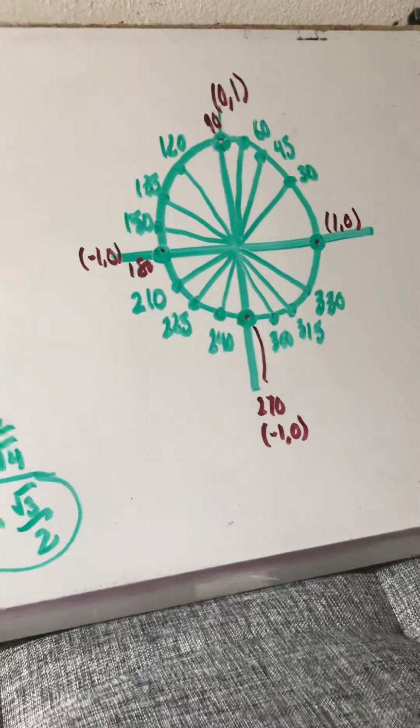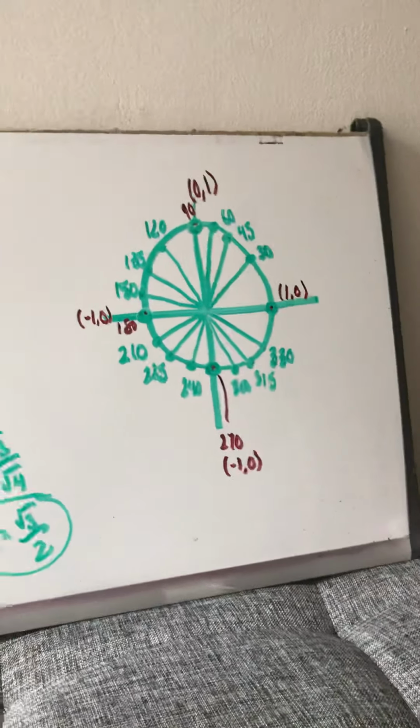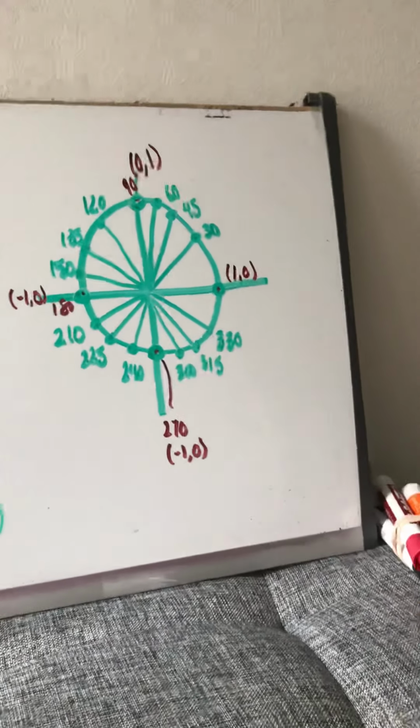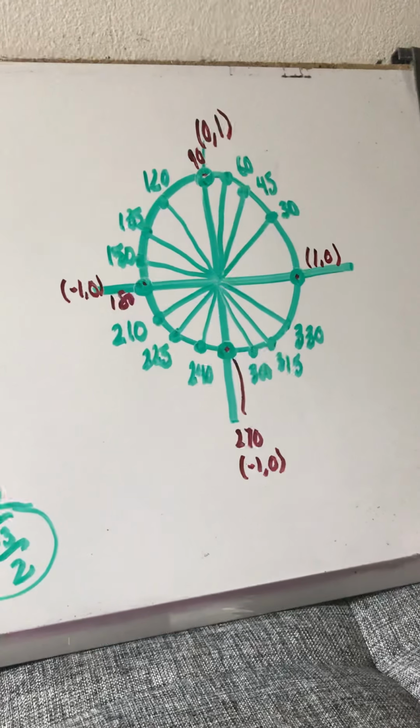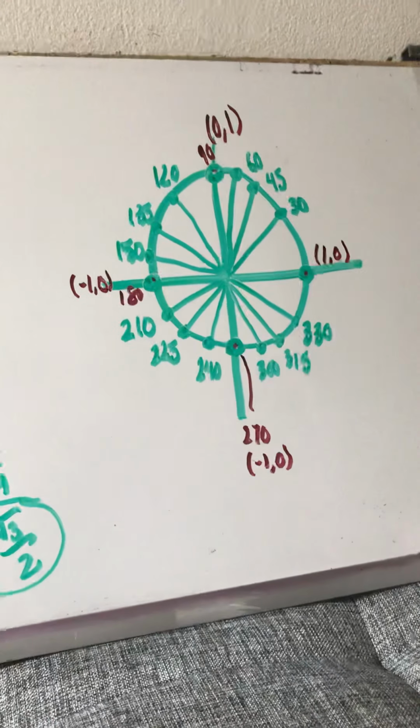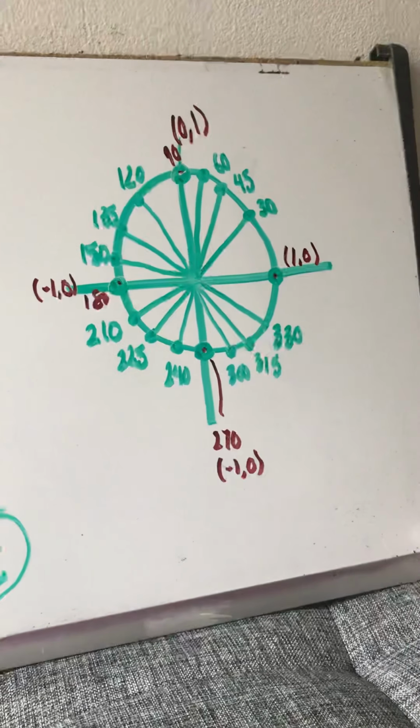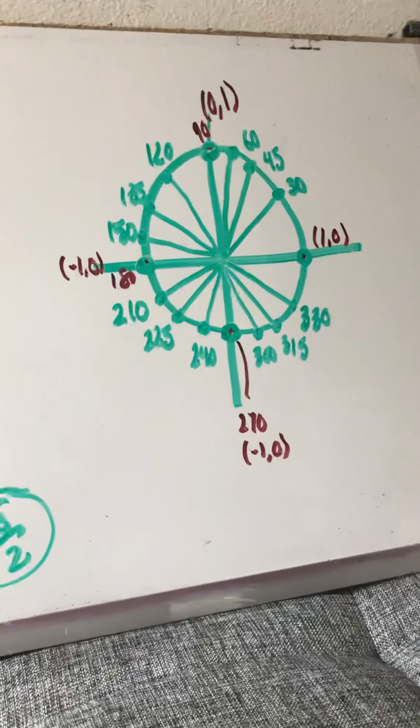Alright, so you just discovered the basic ones of your unit circle: your 0 degrees, 90 degrees, 180, and 270. Now we're going to go ahead and discover all of those values in between. So let's start with 30 degrees.